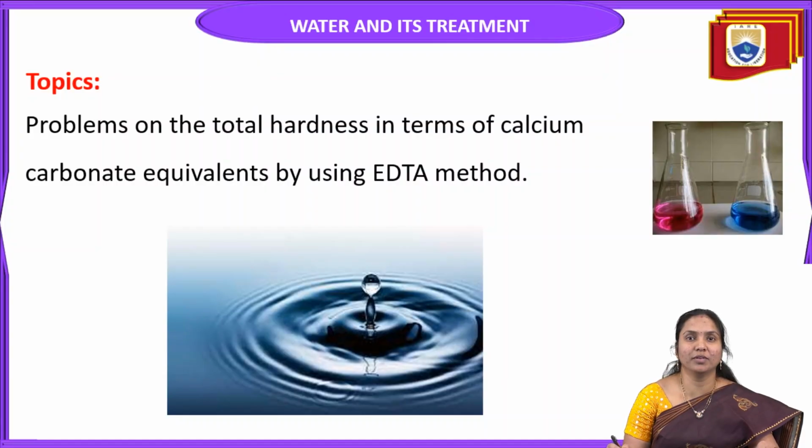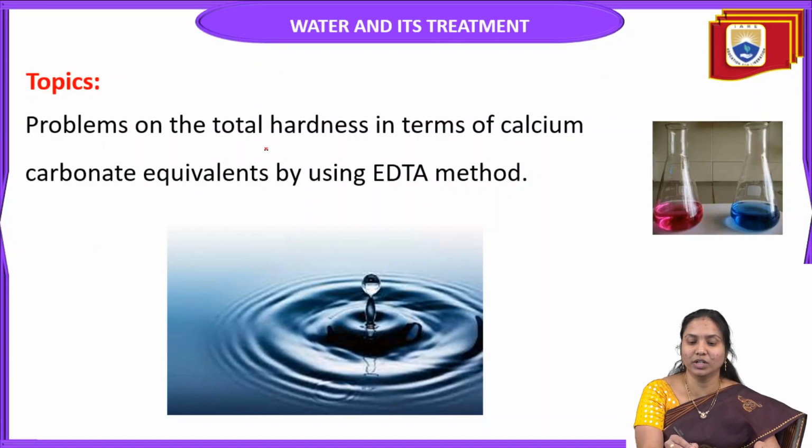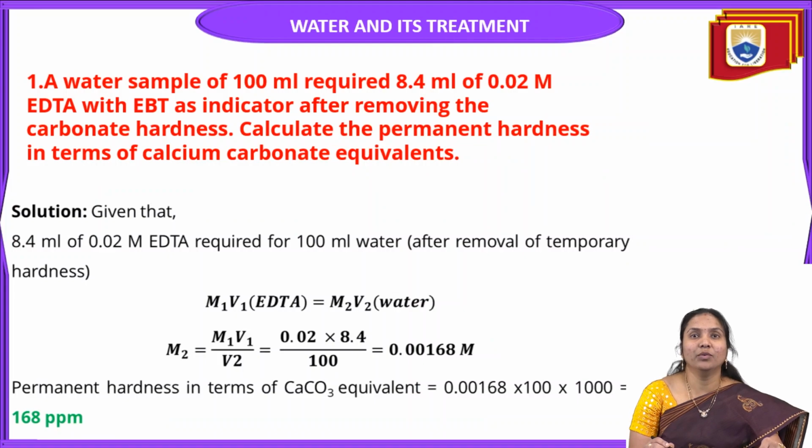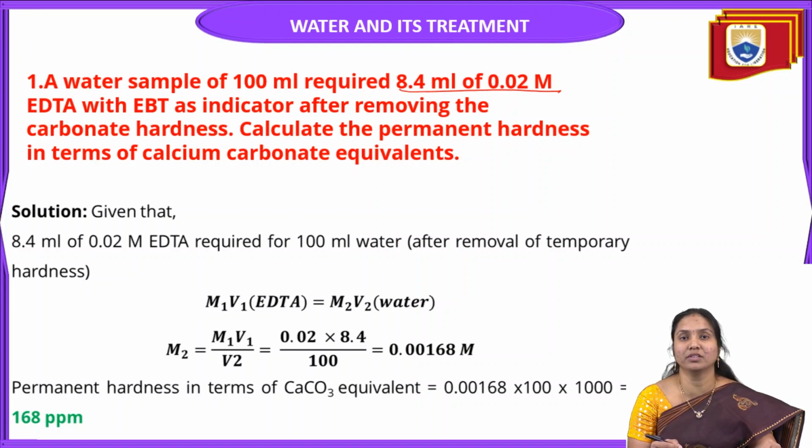Today we are going to discuss problems on the total hardness in terms of calcium carbonate equivalent by using the EDTA method. Here, a water sample of 100 ml required 8.4 ml of 0.02 M EDTA with EBT as indicator. In previous classes we discussed the procedure of EDTA and how we can estimate hardness by using the EDTA method. So briefly we discussed just now.